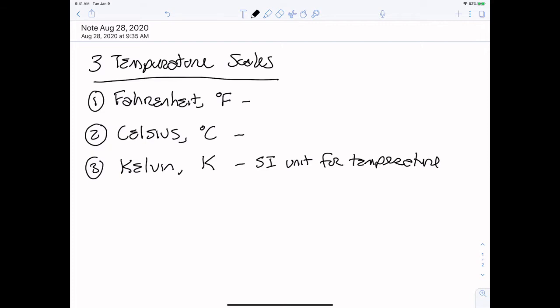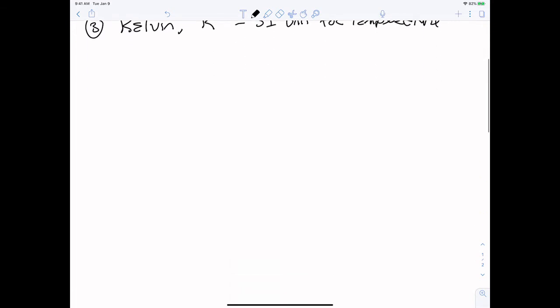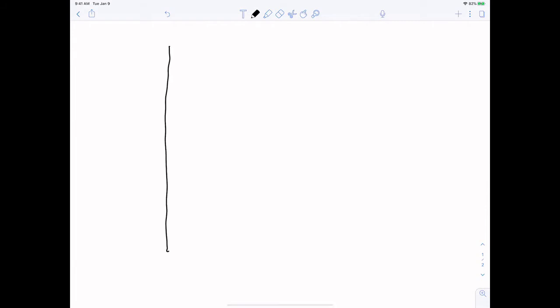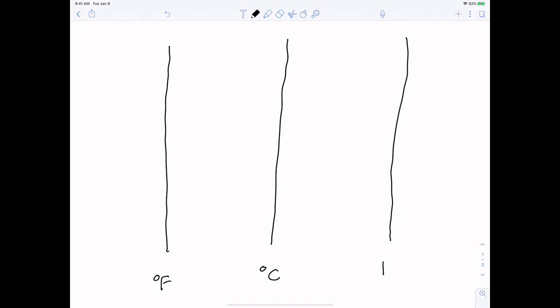So the way I want to do this is I'm going to draw 3 thermometers, and they're actually just going to be straight lines, but we're going to compare and contrast here. This one is going to be Fahrenheit, this one in the middle is going to be Celsius, and then Kelvin over here. And we're going to use the freezing point and the boiling point of water as our baseline. So the freezing point of water is going to be the bottom, and then the top, boiling point.